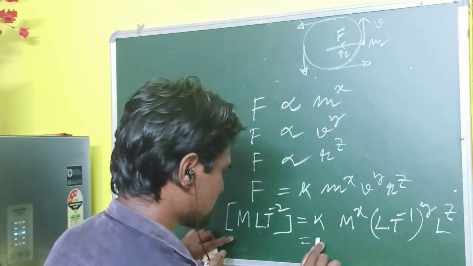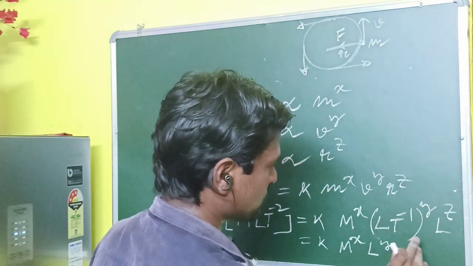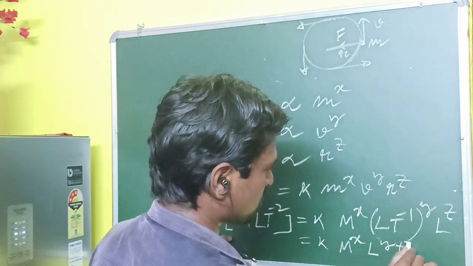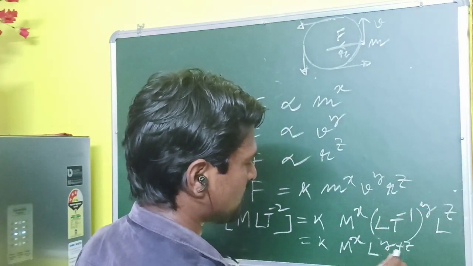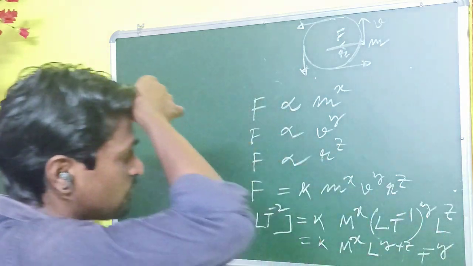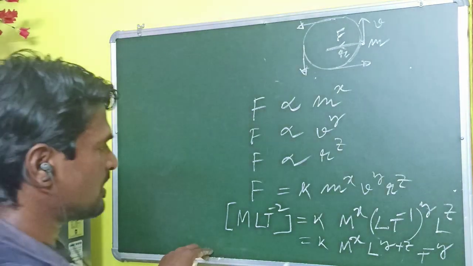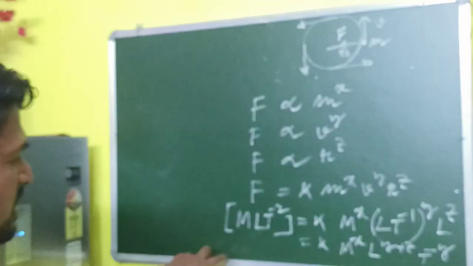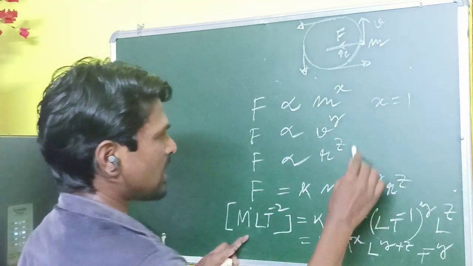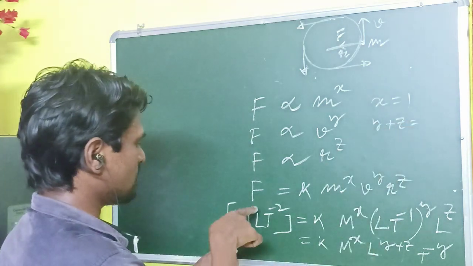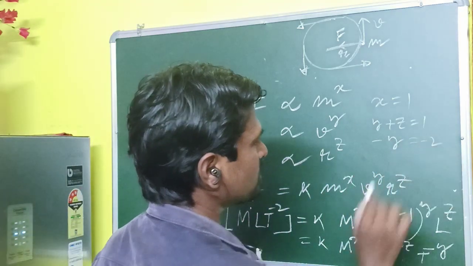Then, students, there is k, M to the power of x, L to the power of y, and T to the power of minus y, and here is also L, so by the rules of exponents, L to the power of y plus z, and T to the power of minus y. Then what to do? The next step is to compare the exponents of the right hand side with the exponents of the left hand side. So x equal to 1, and for L, y plus z equals 1, and for T, minus y equals minus 2.